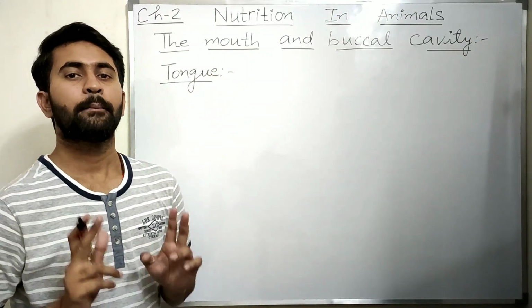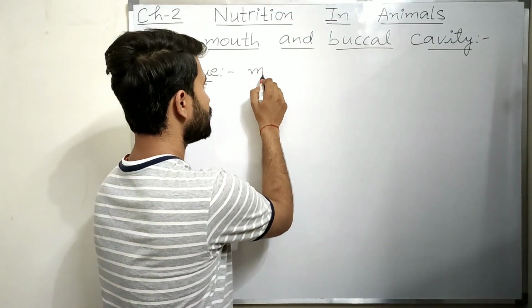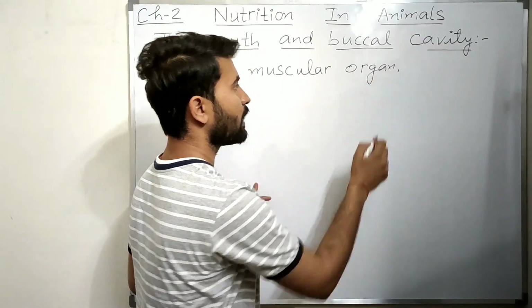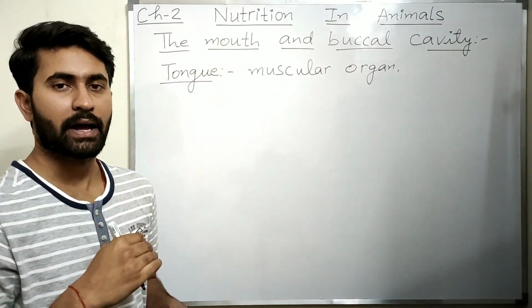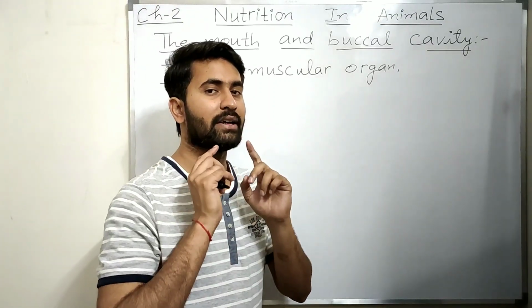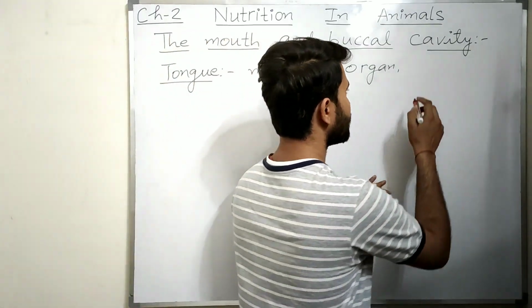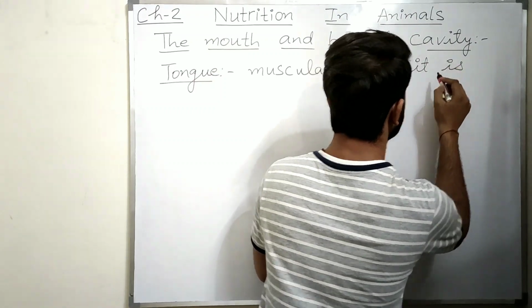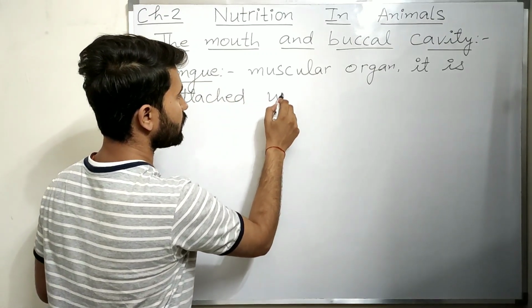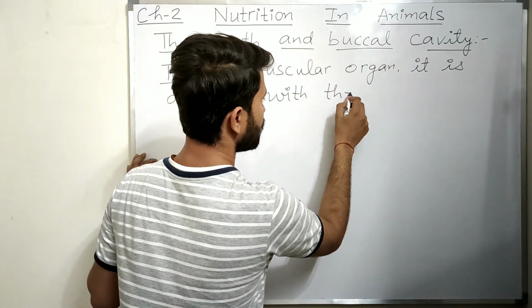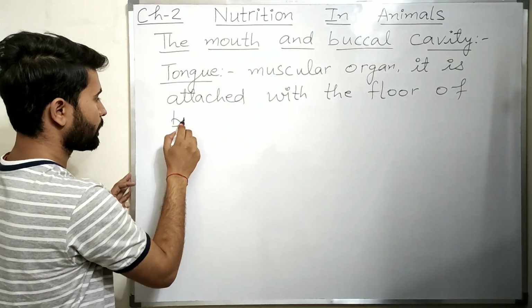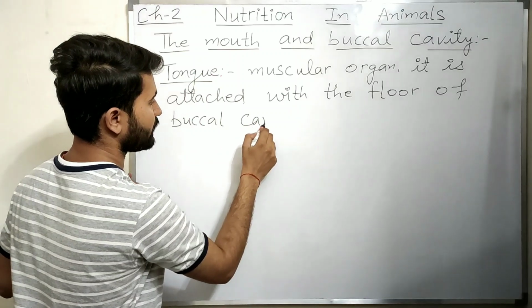Our tongue is a muscular organ. It is attached at the back to the floor of the buccal cavity.